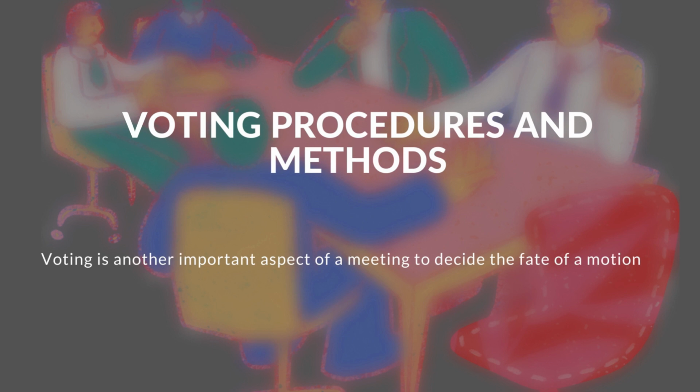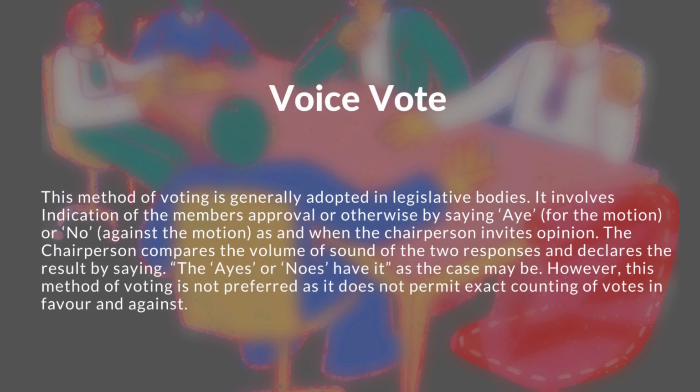Now, a very, very important part of any meeting is the voting procedures and methods. And it's an important aspect of a meeting because it decides the fate of a motion. Of course, we've all seen in Parliament the voice vote. So there you have the ayes and the nays, or the noes. And the chairperson compares. And this is not preferred actually in companies, as it does not permit exact counting of votes in favor or against.